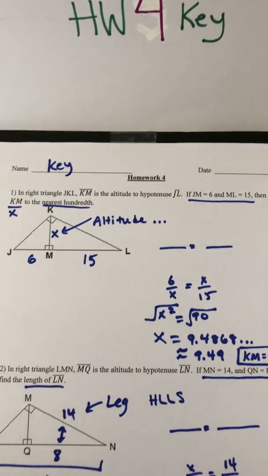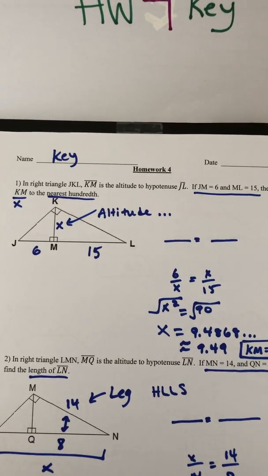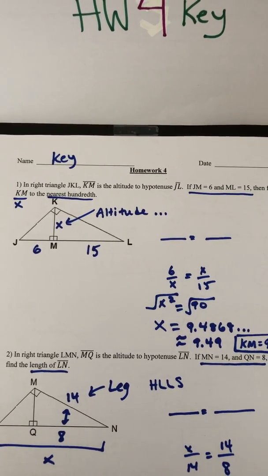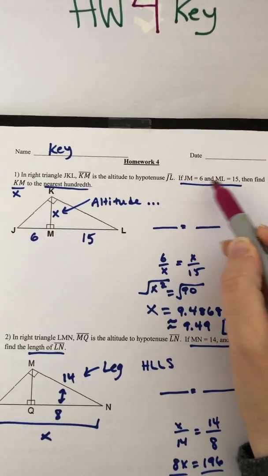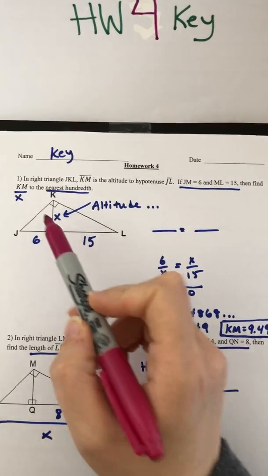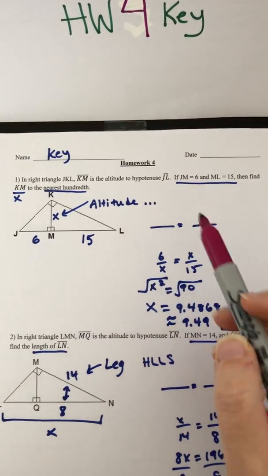So we start by reading the question and taking in the information. It's a right triangle JKL with KM as the altitude to hypotenuse JL. Please label the 6 and the 15 where they belong, and KM is the X. And we see that that's the altitude.